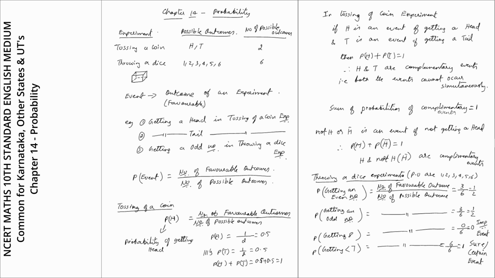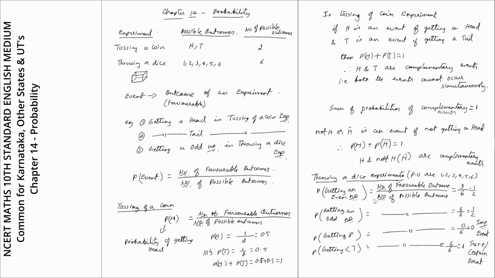Coming to the dice throwing experiment, what are the possible outcomes of this experiment? When you throw a dice, you get the outcome 1, 2, 3, 4, 5 or 6. So these are the 6 possible outcomes. Now, what is the probability of getting an even number?